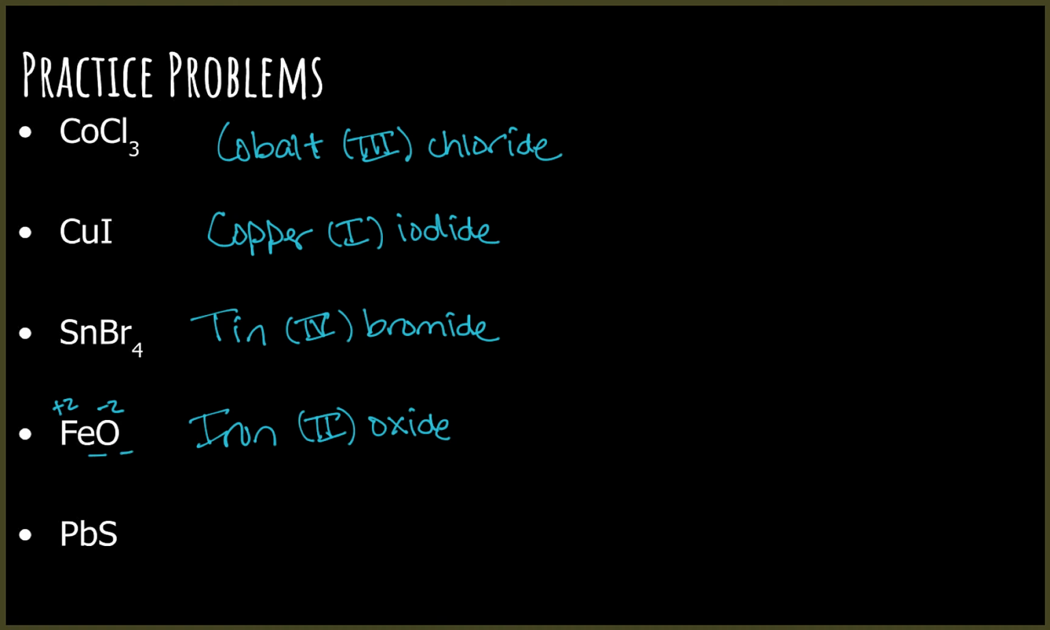This is an example where uncrossing the charges wouldn't work, so you have to be really careful with those. Last one, same thing on this one. Lead 2 sulfide. Because this sulfur would be a -2, to balance that out to 0, lead would have to be a +2. So again, the Roman numerals specify the charge of the metal.